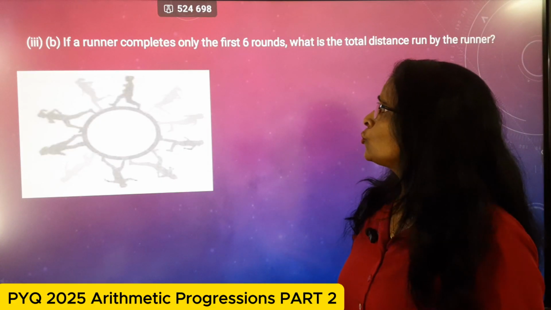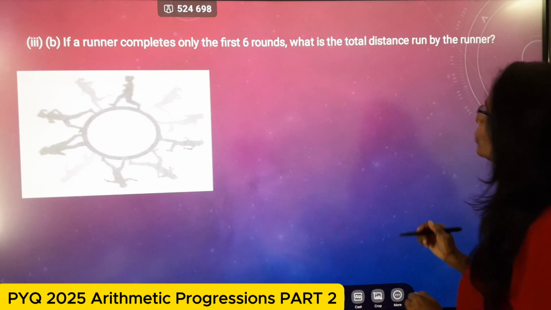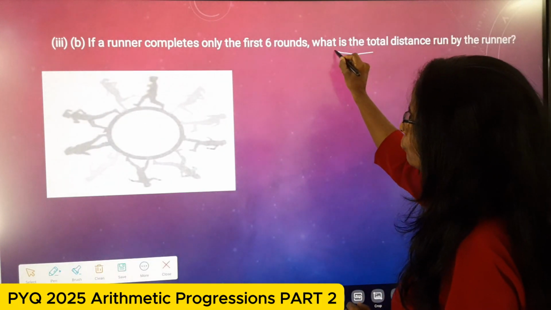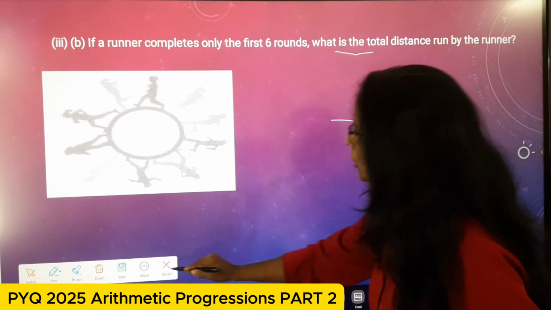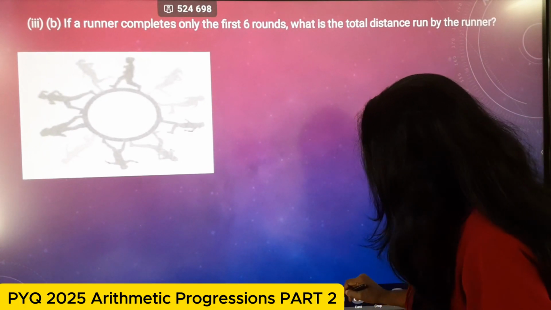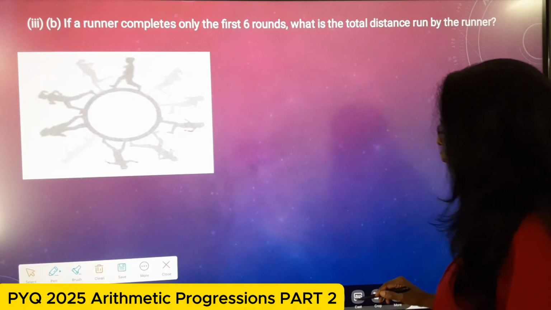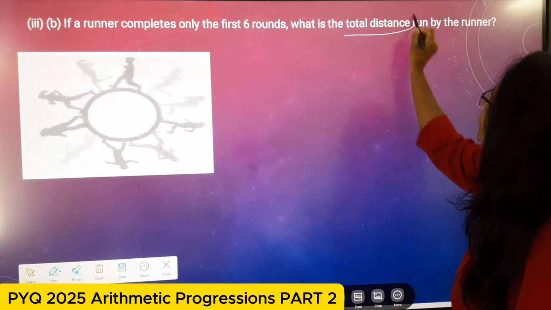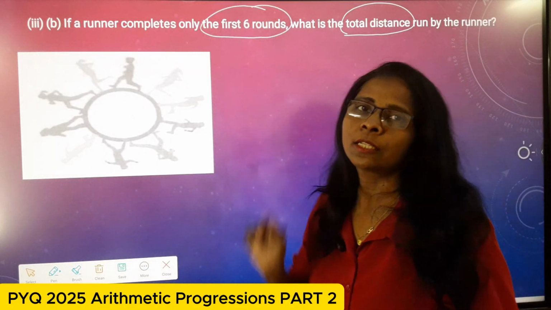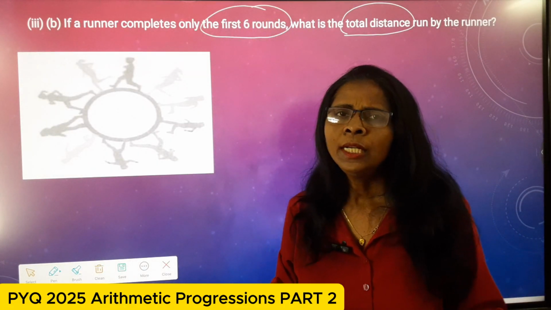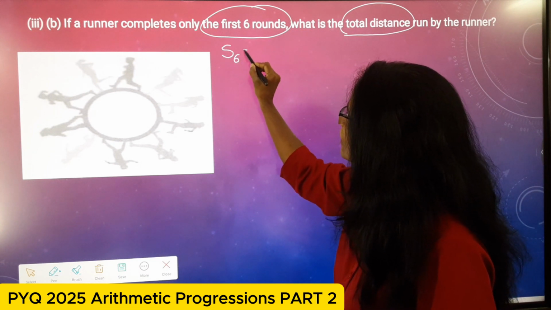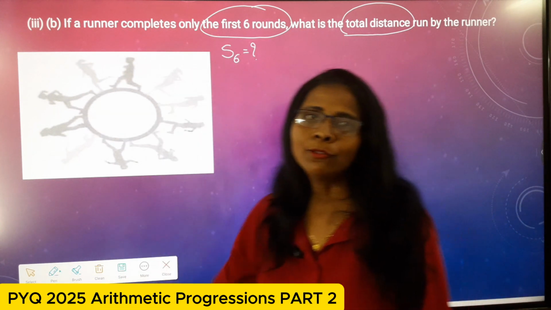Yes, here also students, we have to find out the total distance. That means the total distance only for the first 6 rounds. So we have to calculate the total distance, S6.